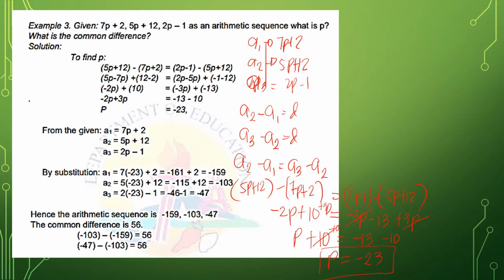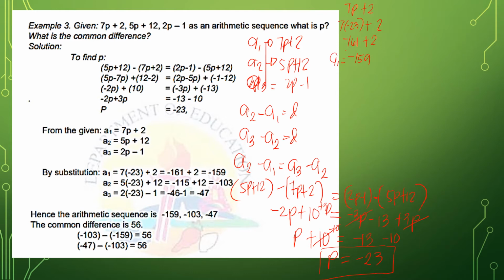Now, let us find the common difference. Let us substitute first the value of p to the given sequence. So, for the first term, 7p plus 2, that is 7 times negative 23 plus 2. So, 7 times negative 23 is equal to negative 161 plus 2. Negative 161 plus 2 is equal to negative 159. This is your first term.